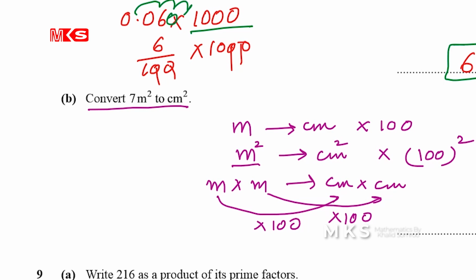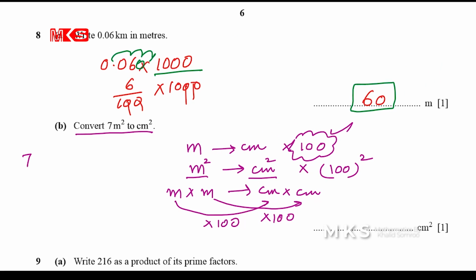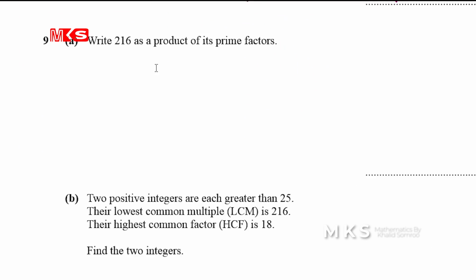Simple rule: if there is a square, we use the basic conversion factor, but we take the square of that. If we have simply meters converted to centimeters, we multiply by 100. If meter square is to be converted into centimeter square, we multiply by the square of 100. If we need to convert meter cube to centimeter cube, we multiply by 100 cube. So in this case, 7 multiplied by 100 square means 4 zeros, so that will give us 70,000 centimeters square.